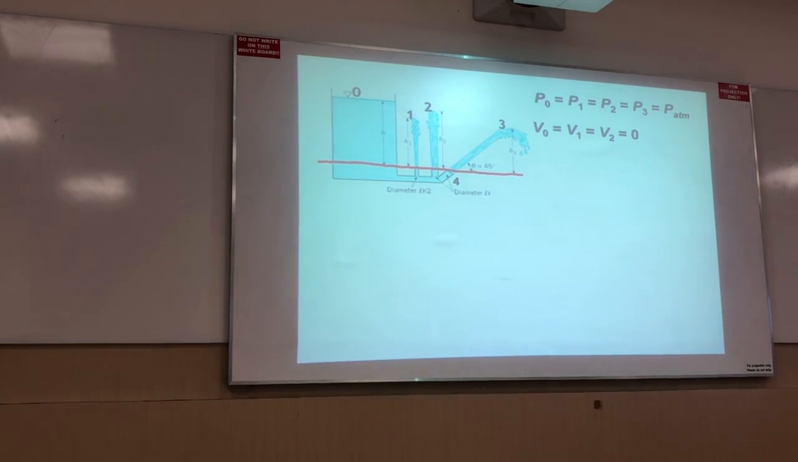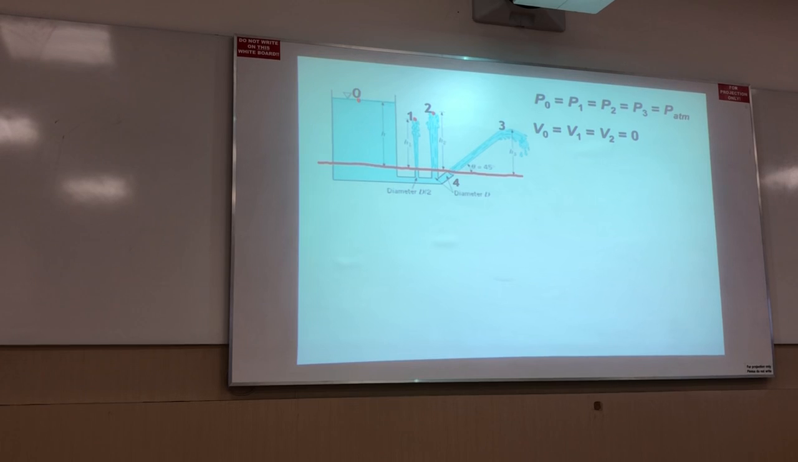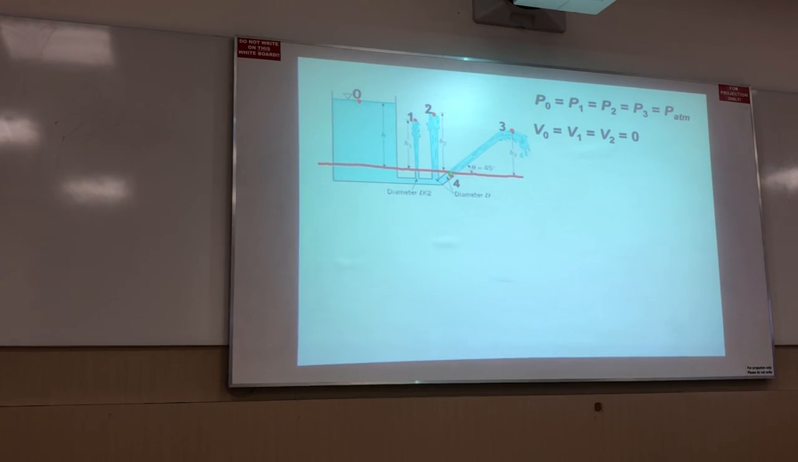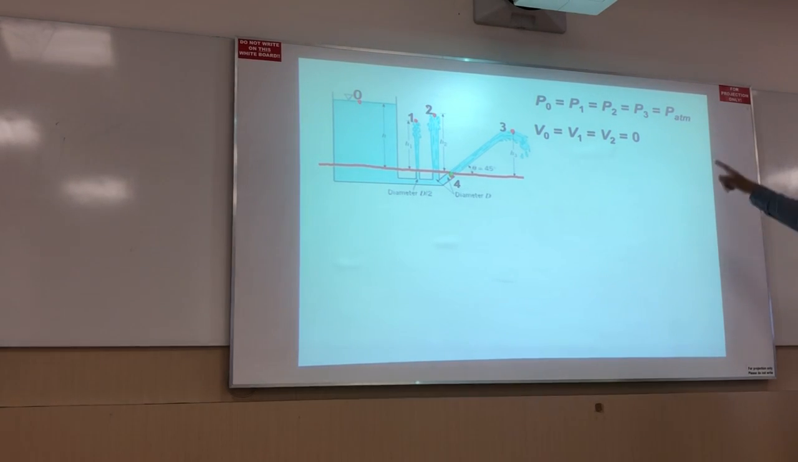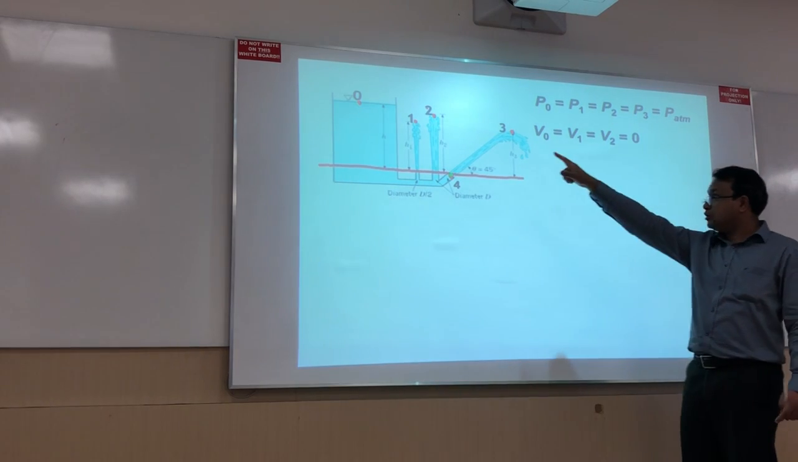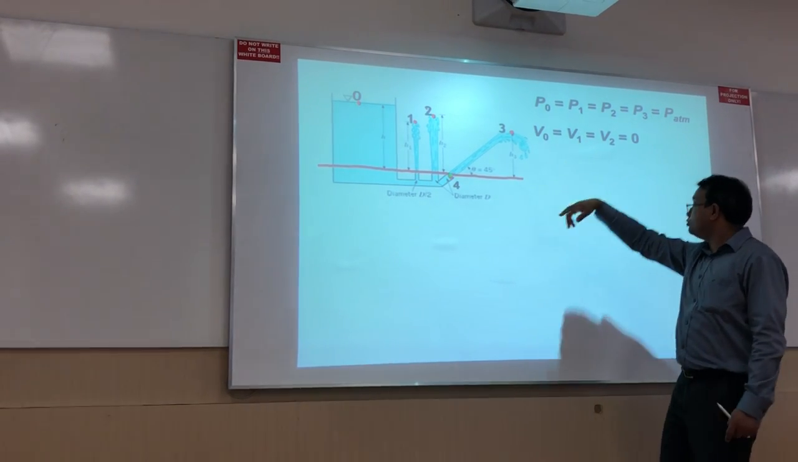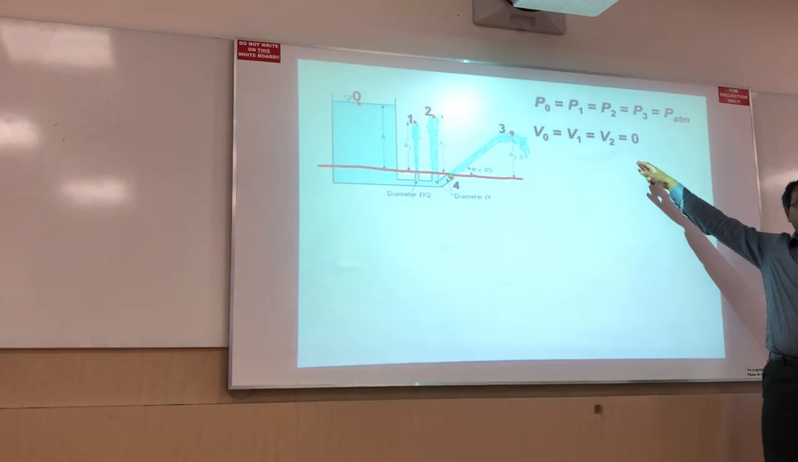I choose this is 0 point. So at that point is 1, at that point is 2, at that point is 3, at that point is 4. Alright, 4 on at point. This one. No problem, right? Then I write here at point 0, 1, 2, 3, 4. Atmospheric pressure. All pressure equivalent to atmospheric pressure. Then V0, V1, V2, velocity is 0, right?